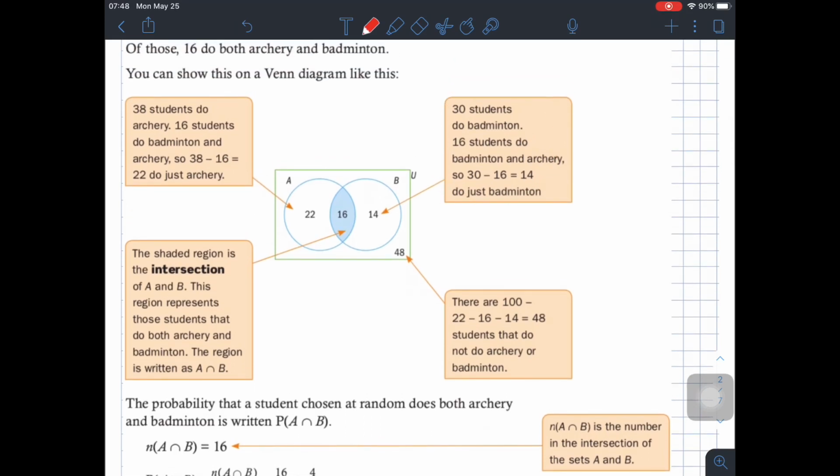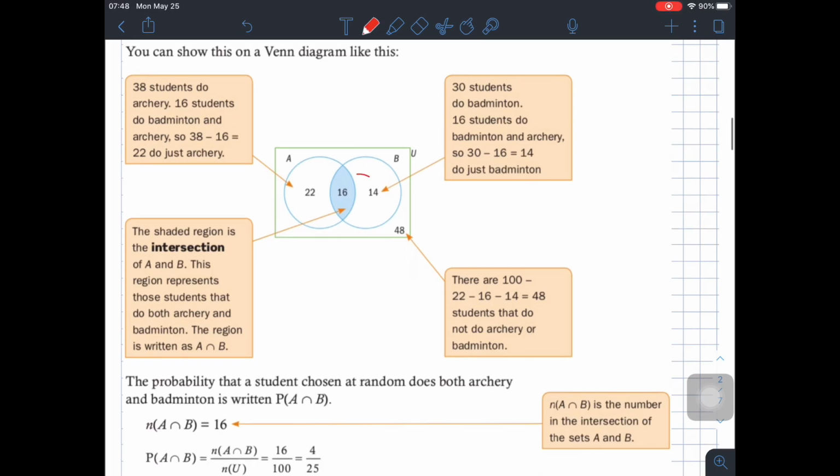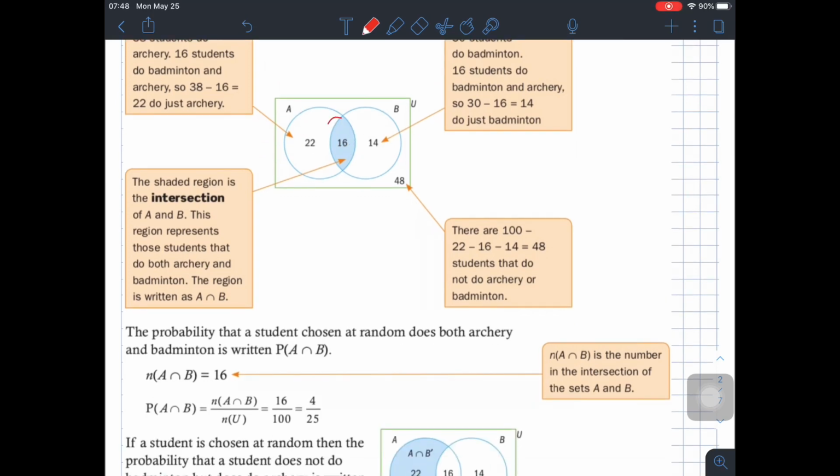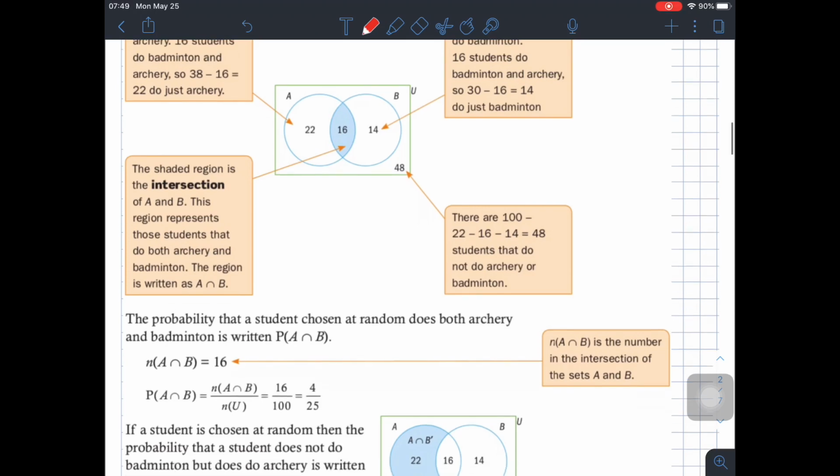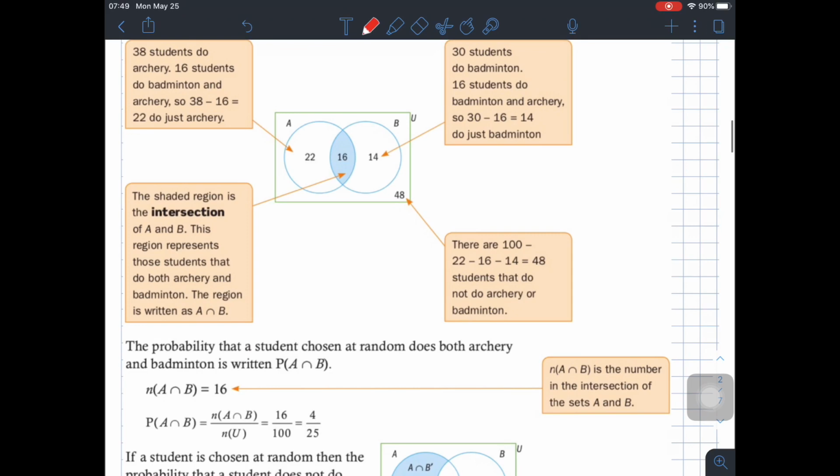Then it says 30 students do badminton, 16 students do badminton and archery. So there are 14 people who do just badminton, right? Which is this one. Remember, the addition of these two should always give the universe of badminton in this case, which is 30. And the addition of these two should give the universe of archery, which is 38. Okay? Then it says, the shaded region, this one over here, is the intersection of A and B. This region represents those students that do both archery and badminton. The region is written as A intersection B.